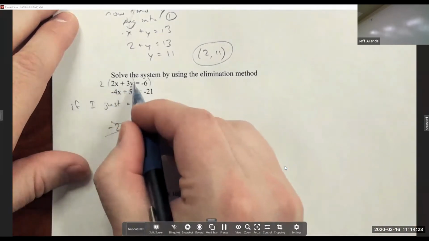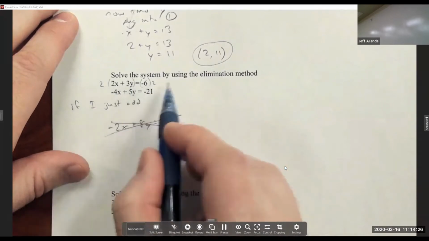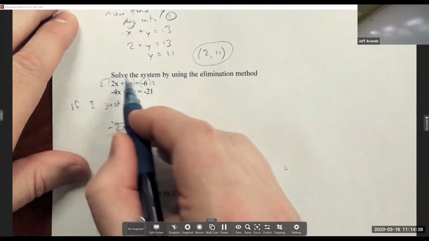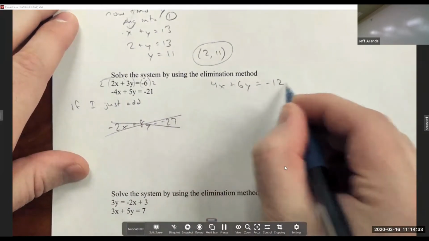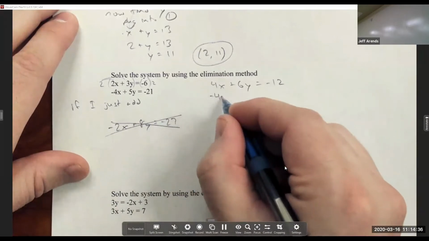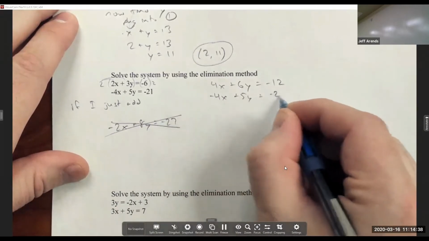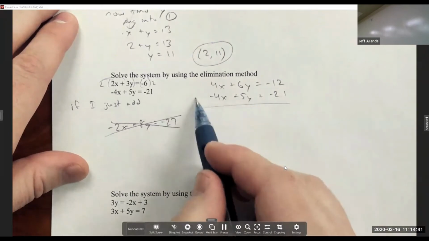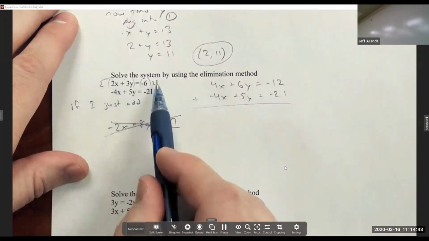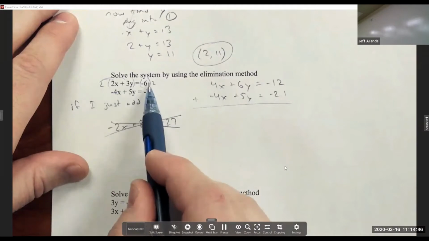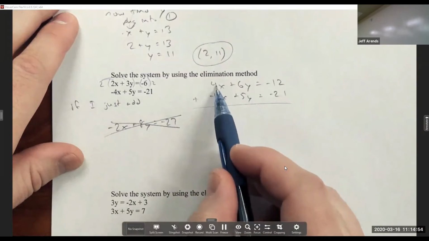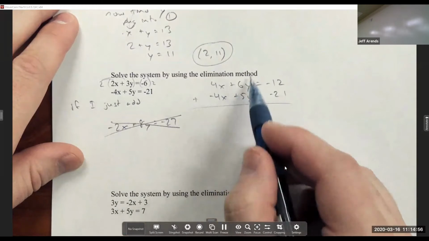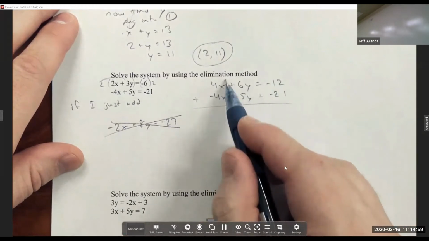When I multiply this equation by 2, technically I'm multiplying the left-hand side by 2 and the right-hand side by 2. So distributing that 2 through, I end up with 4x plus 6y equals negative 12. I'm going to copy the second equation down, negative 4x plus 5y equals negative 21. And you might actually see why I did this now. By doubling the entire first equation, I made it so the coefficients on this variable ended up being opposites. I have a positive 4 here and a negative 4 here. So that when I go to add these together, those cancel each other out.